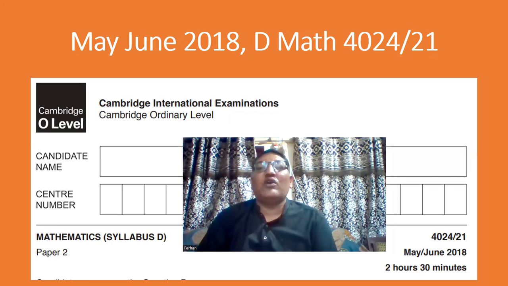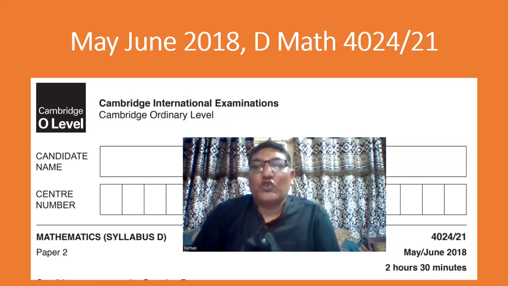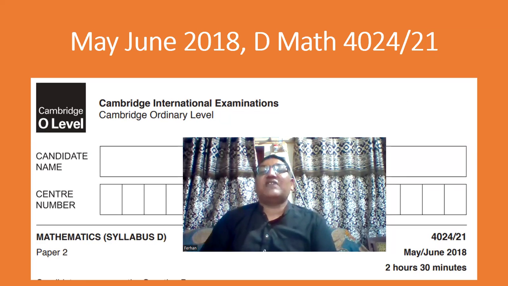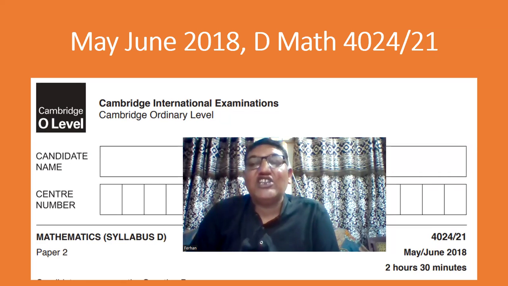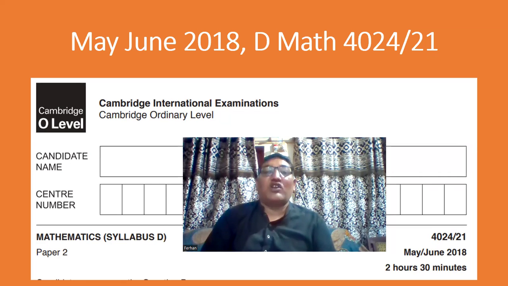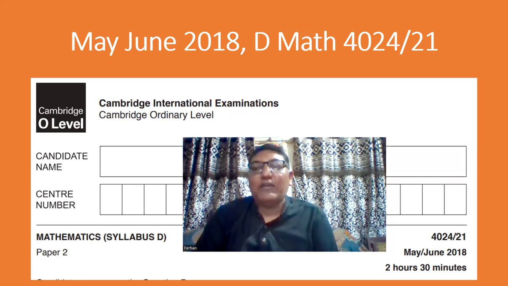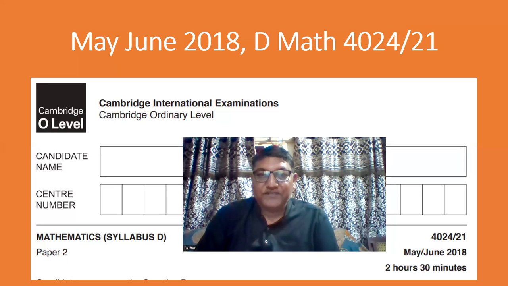Mathematics Syllabus D. We call it D Maths 4024. Today we have set our hearts to solve Paper 2 of this subject. For this purpose, we have selected May-June 2018 Paper 2. This paper belongs to Zone 1. The time allowed for this paper is 2 hours and 30 minutes. In this paper, the scientific calculator is allowed.